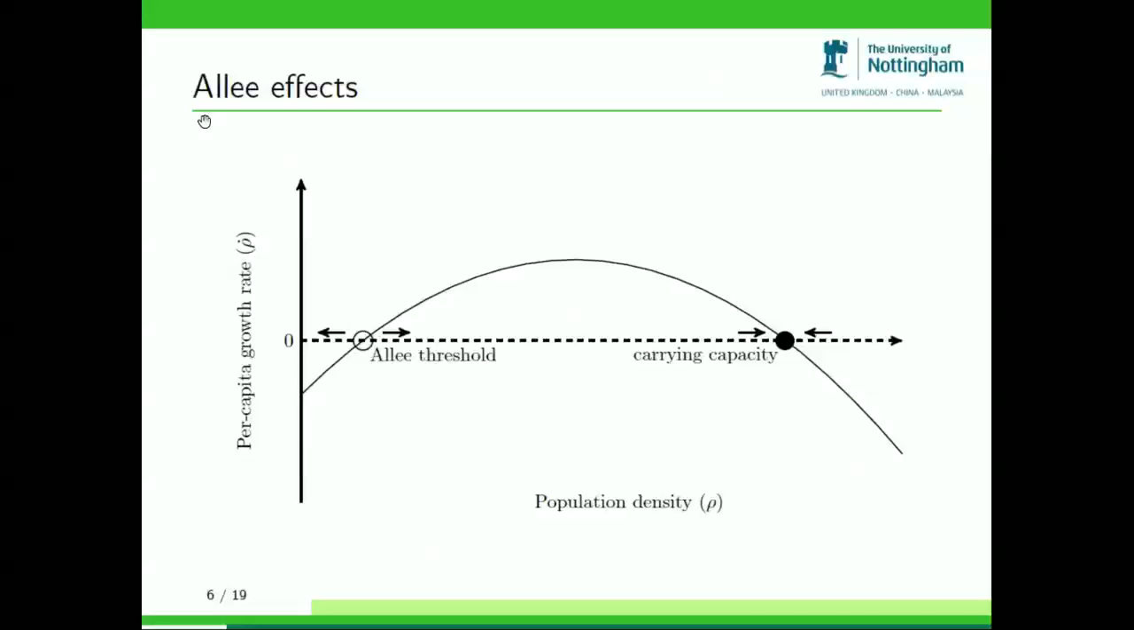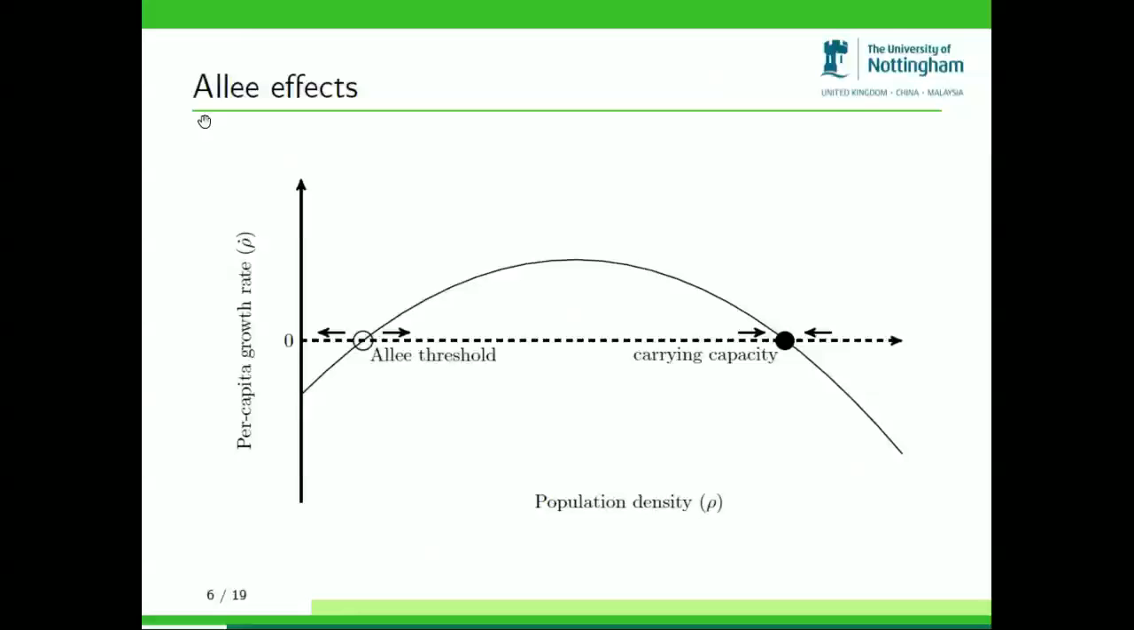We'll begin just by looking at a basic model of what happens to populations as they increase in density. On the y-axis is the per capita growth rate of a population as you increase the density in that population. We're all familiar with the idea that you get negative density dependence at high population densities, so growth rates decline to a carrying capacity that is a stable equilibrium about here. But in many cases, you also get negative density dependence at low densities, and you end up with this interior critical point, which is an unstable equilibrium that's often called the Allee threshold, the point at which the population growth rate falls from being positive to being negative.